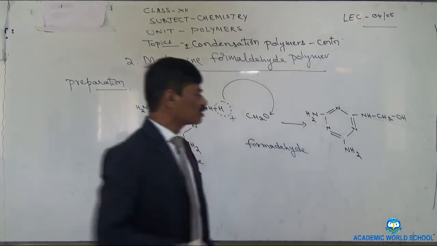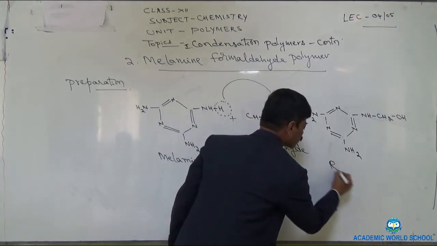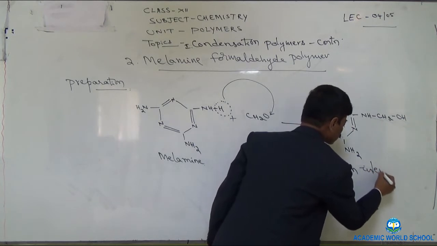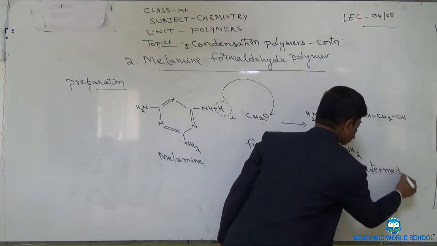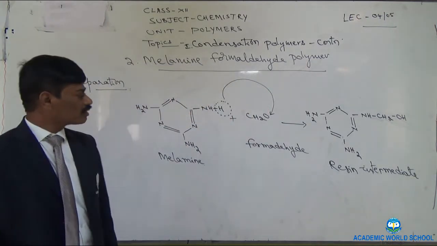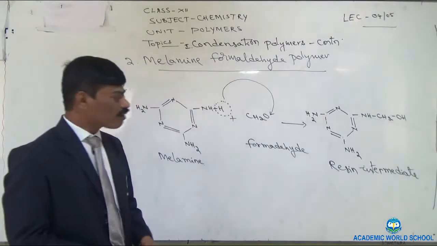This is that product. Its name is resin intermediate. From this resin intermediate, we are going to get the polymer. How is that polymer yielded?